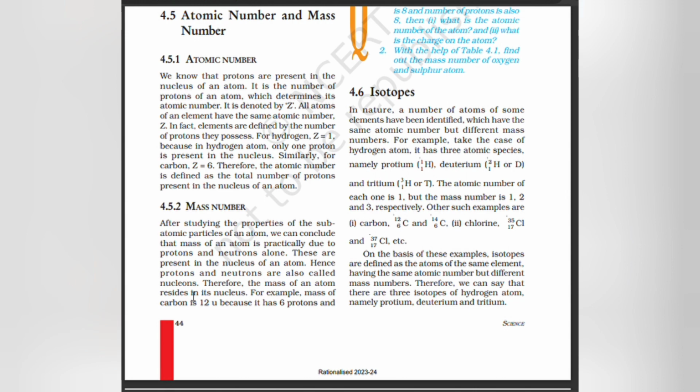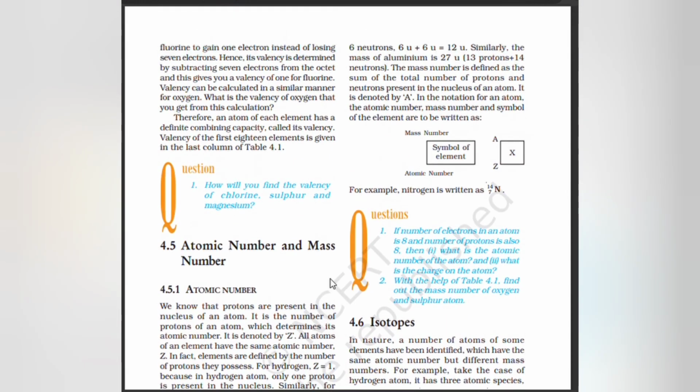For example, the mass of carbon is 12 u because it has 6 protons and 6 neutrons: 6 u plus 6 u, that is 12 u. Similarly, the mass of aluminium is 27 u: 13 protons plus 14 neutrons. Mass number is defined as the sum of the total number of protons and neutrons present in the nucleus of an atom. It is denoted by A.